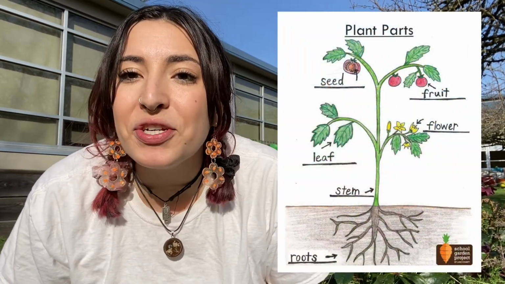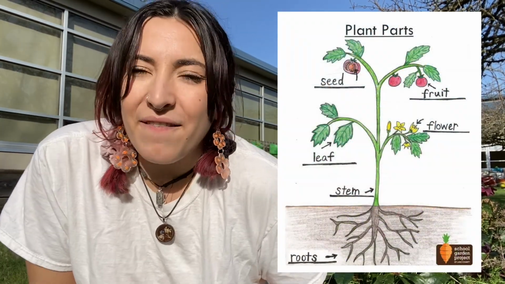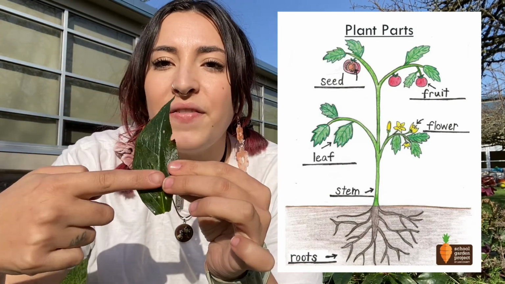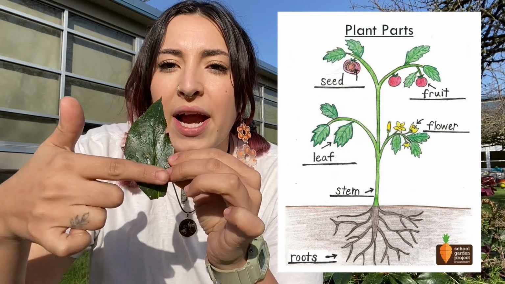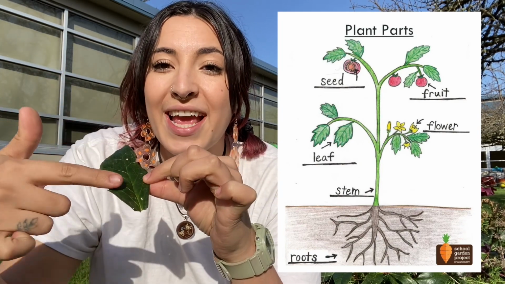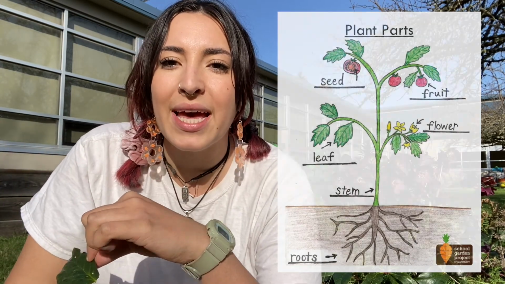On to leaves. What do leaves do? Leaves are the photosynthesizers of the plant. Plant leaves are flat and wide, and they are able to soak up all of that sunshine and turn it into energy for the plant. The leaf is also the place that plants release oxygen that you and I breathe all the time.